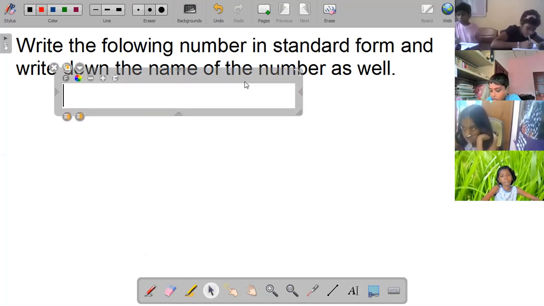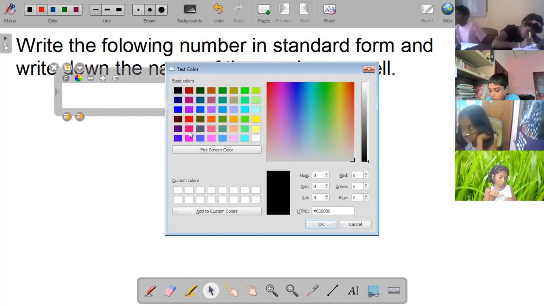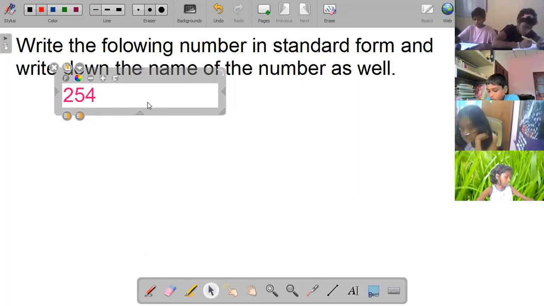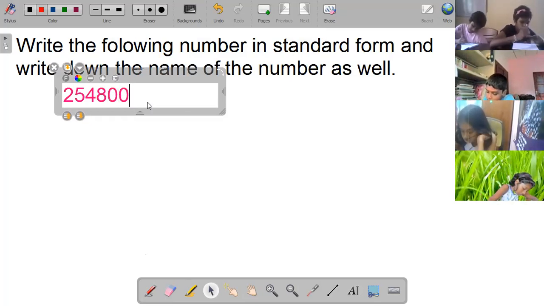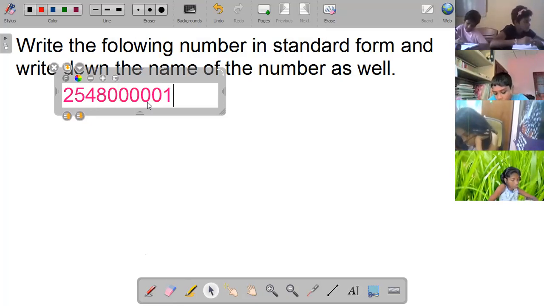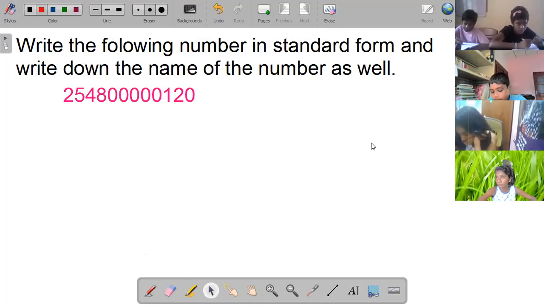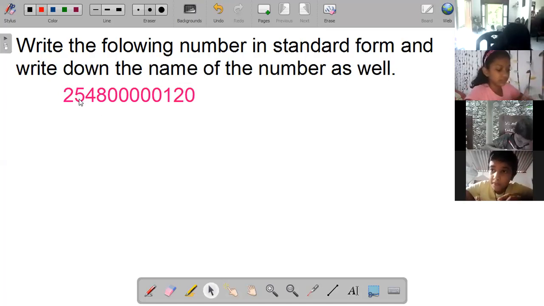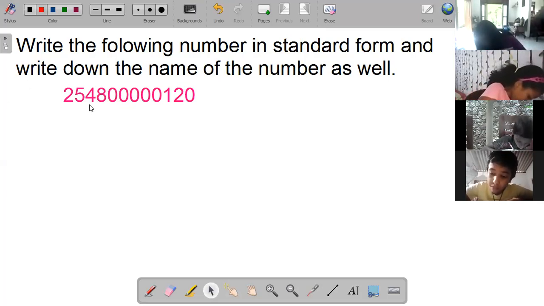I will give the general form. Okay, that's a number. Carefully you check the digits, okay? If you miss some digits, your answer is incorrect, no? Right? Check carefully and write the number I wrote, right?